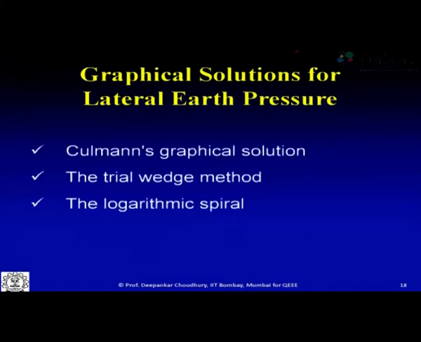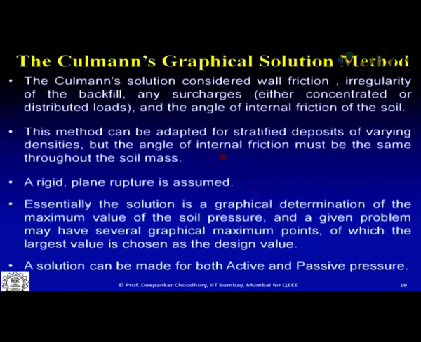Now let us see graphically how Coulomb's method can be applied. There are various methods of graphical solution for lateral earth pressure. Among those, Culmann's graphical solution is the most popular one. Then there are the trial wedge method and the logarithmic spiral method, other solutions for the lateral earth pressure. So now, when we discuss Culmann's graphical solution procedure, let us draw this and find out how the active state of earth pressure can be obtained from Coulomb's theory.